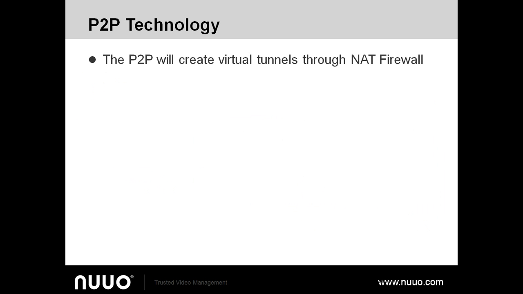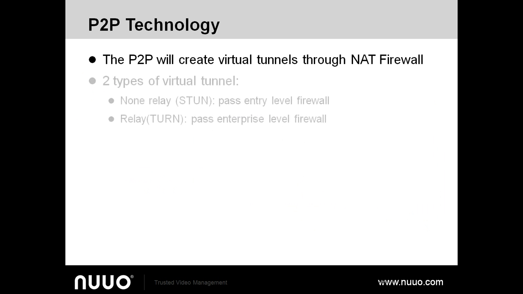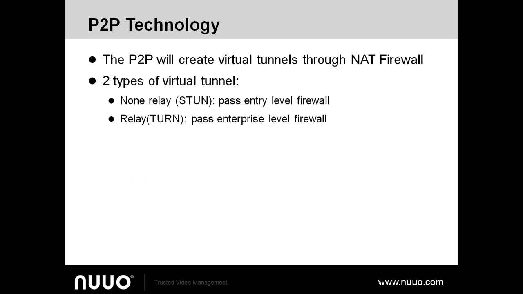So what technology does Easy NUUO use? Easy NUUO is using P2P technology. The P2P will create virtual tunnels through the NAT firewall. So there are 2 types of virtual tunnels. First, we call it non-relay, which is STUN. It allows a client to obtain a transport IP address and port, which may be useful for receiving packets from the peer.